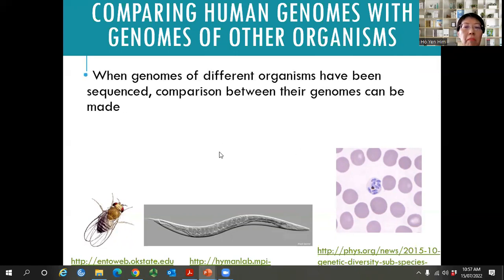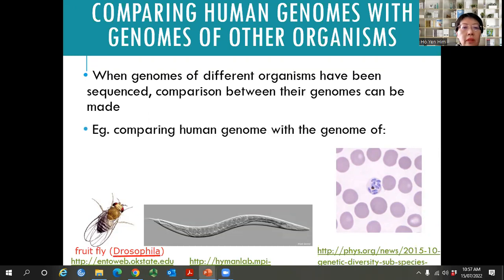So scientists have compared the genome of human with the genome of the fruit fly. Fruit, F-R-U-I-T, fruit fly. Fruit fly, Drosophila. Species name, Drosophila. Species name, I need to underline this because it's species name, okay? Because I cannot italicize it. So to underline species name. See, compare.